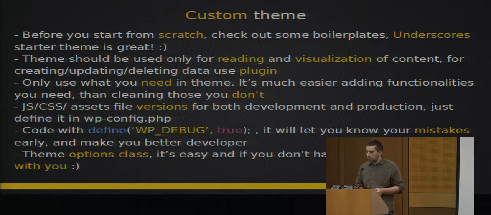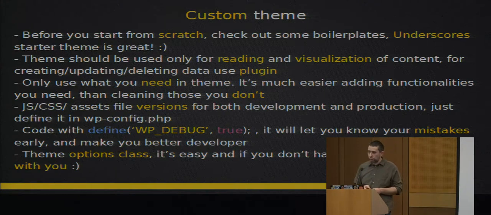JS, CSS, assets, static images, files in general: for both development and production, just define it. You can define it in wp-config, for example, since that file is created on a WordPress instance and is not going to be transferred through Git when you do deployments. It should not be changed. You can define in wp-config that this instance is using this set of assets, and that instance is using another set of assets. If you're building with Gulp, for example, you can define it there. The choice is yours.